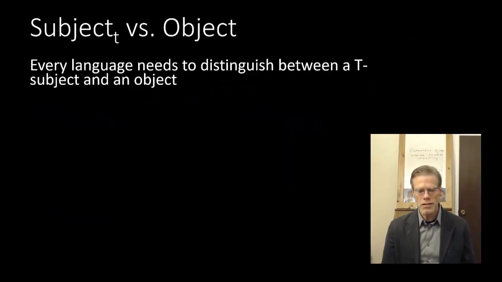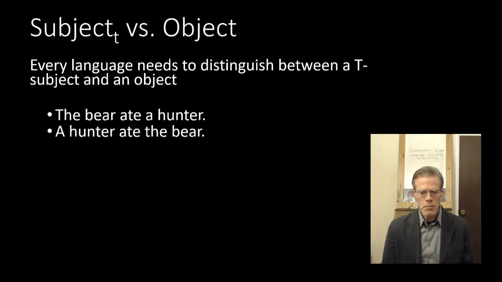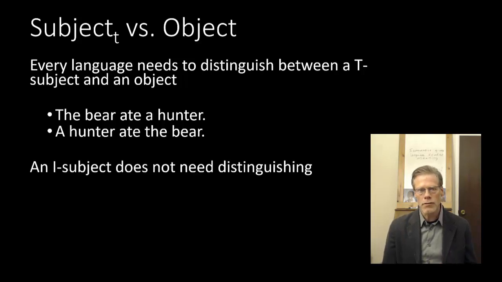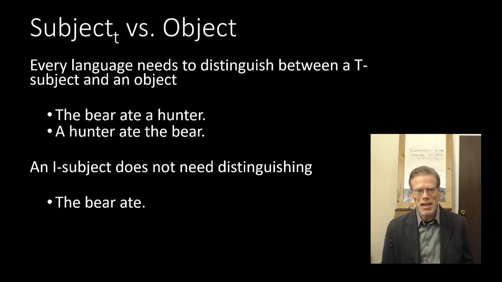And every language needs to be able to distinguish between a T subject and an object, right? So there has to be a way to know which is the semantic subject and which is the semantic object. That's essential. So, for example, in English, we need to know that there's a difference between saying the bear ate a hunter and a hunter ate the bear, right? And we do it by word order primarily in English. That word order makes a big difference. In other languages, we might use morphology to indicate the difference between the two sentences. An I subject, of course, doesn't need any distinguishing, right? Since there's only going to be one argument, you don't have to distinguish it from any other argument, since there is only one.